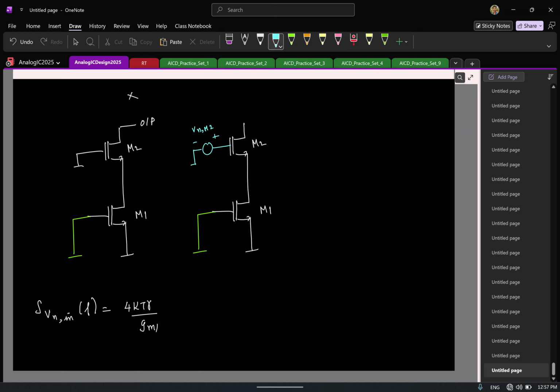So again, the exercise is the same as before. You find the short circuit current, and then you find the gain from the input here to the output current. Divide the power spectral density by the gain, you get the input referred quantity. So now tell me, if I ignore r0 of all transistors, if I apply a small signal voltage at the gate, what is my small signal output current? How much is it?